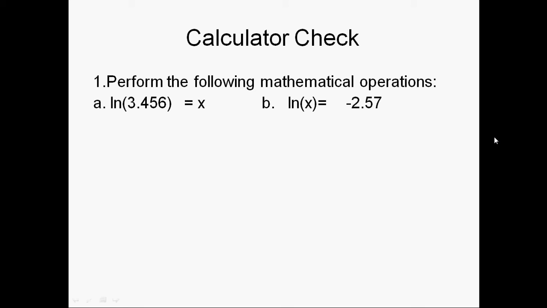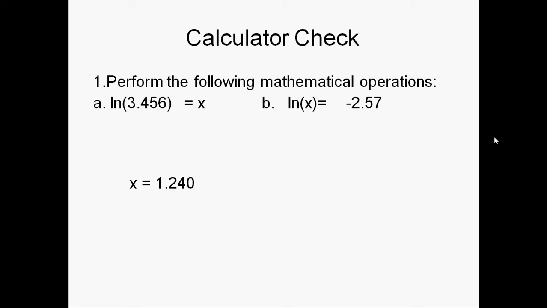letter A, trying to figure out the natural log of a known number. Now, to solve this, all you have to do on your calculator is punch in ln and then the number you're trying to find the natural log of. So if you try that, you should come up with 1.240.